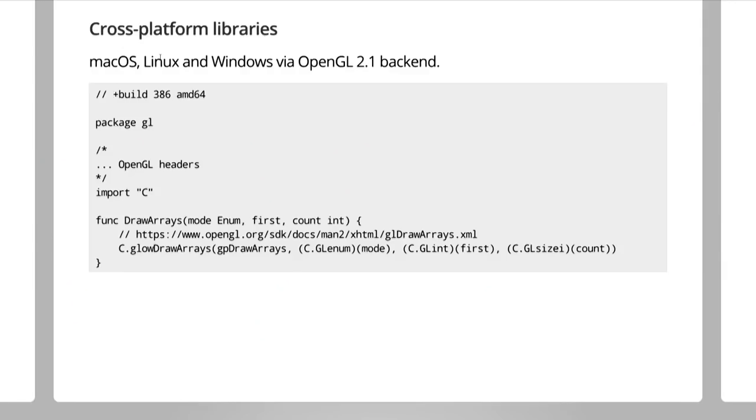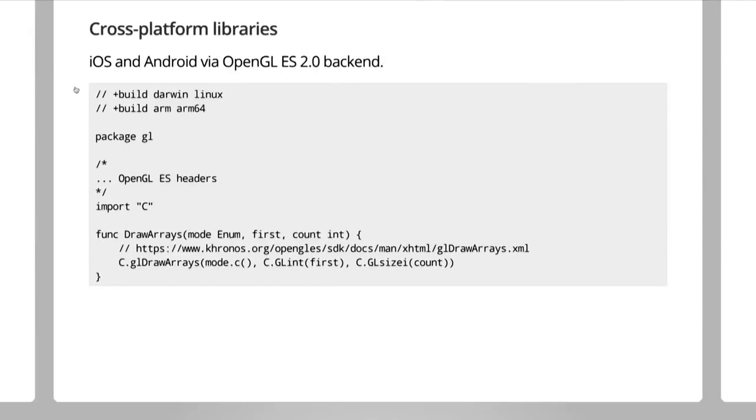So the macOS, the desktop, is implemented by constraining to the 386 and AMD64 architectures, and then implementing all the OpenGL functions like this. Use cgo to get OpenGL 2.1. The mobile ones are using these build constraints, implement the exact same external API, but using OpenGL ES 2.0 in this case.